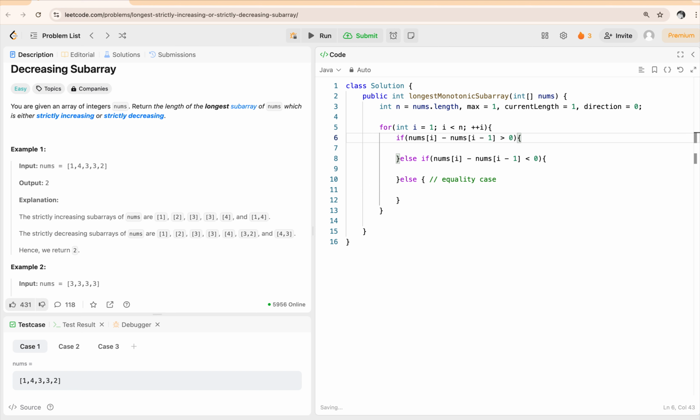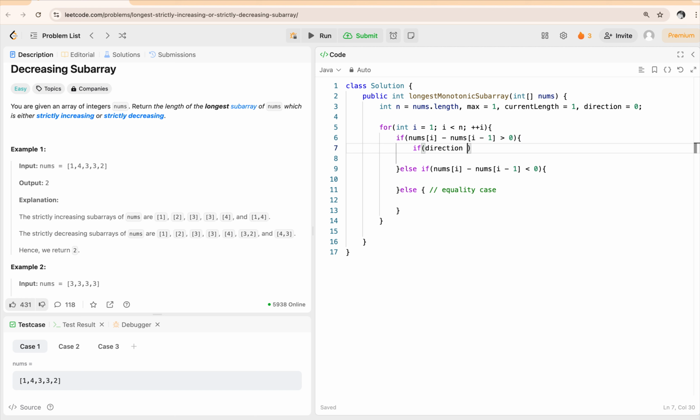Now it depends. Let's say we are in the middle of the array and we have found that the current number is greater than the previous number. How do we deal with this situation? It depends on the direction. If we are riding on an increasing sequence wave, so the direction is equal to 1, meaning the previous adjacent pair, nums i minus 2 and nums i minus 1, had the same relationship holding. If it is equal to 1, then we will increment the current length of the subarray.